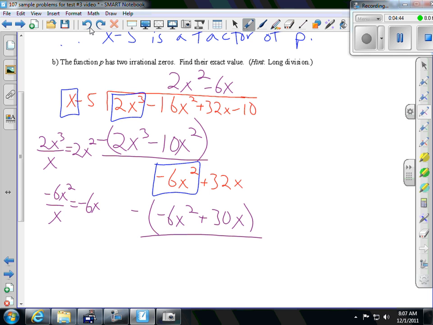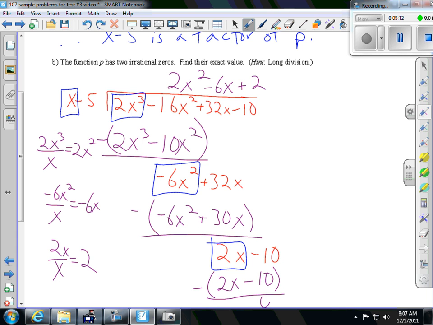Put that in red. Then we bring down the minus 10. And then one last division. Put this in the box. Our last division is x going into 2x, and that goes in twice. So plus 2 is our last quotient. Multiply that 2 by the x minus 5. We get 2x minus 10. Subtract, no surprise, we get 0. That 0 is the remainder. It meant that x minus 5 went evenly into the original polynomial.